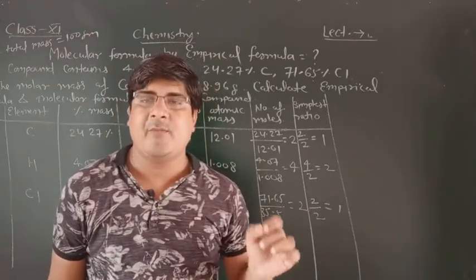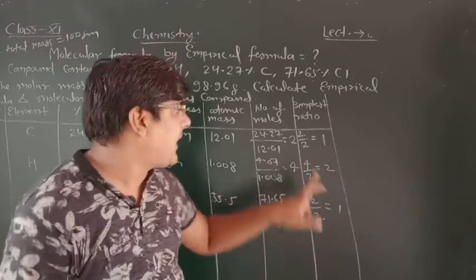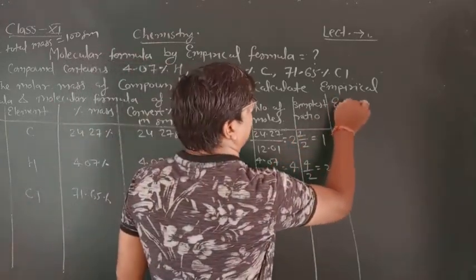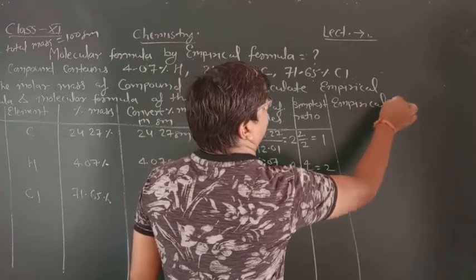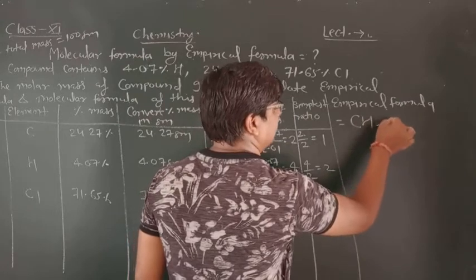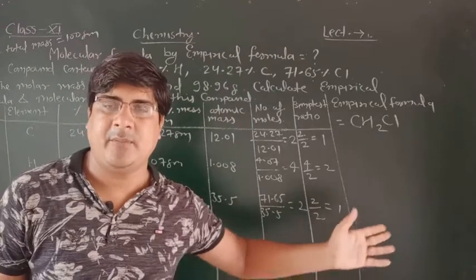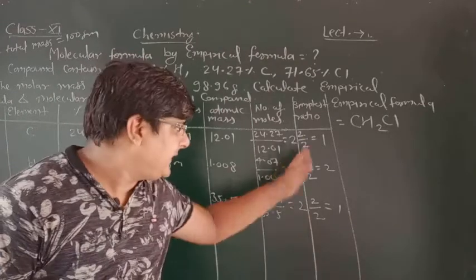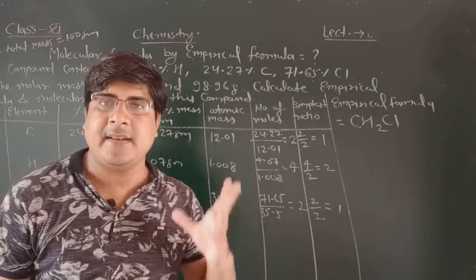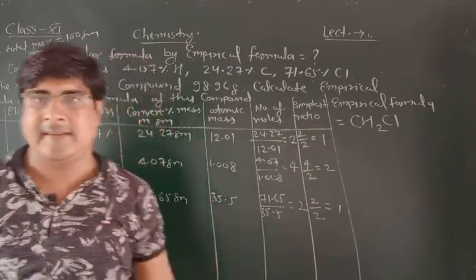So the empirical formula will be CH2Cl. Carbon is 1, hydrogen is 2 and chlorine is 1. No problem. This is the empirical formula. Is there any problem? No. It is the simplest ratio, and the simplest ratio of various atoms present in a compound is known as the empirical formula. So the empirical formula will be CH2Cl.